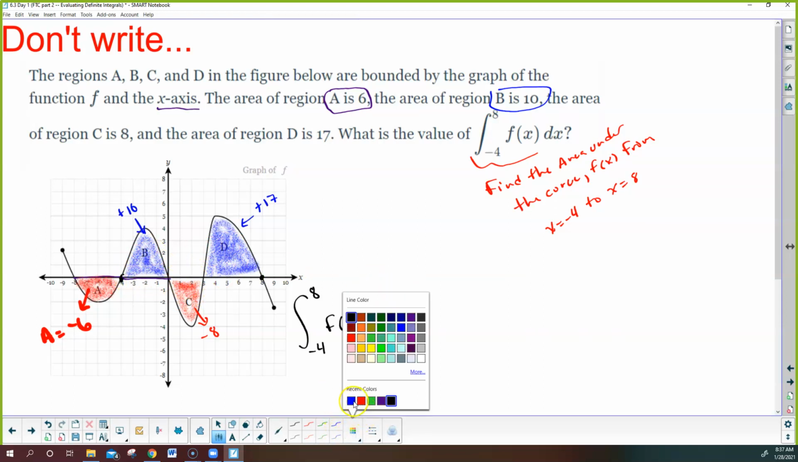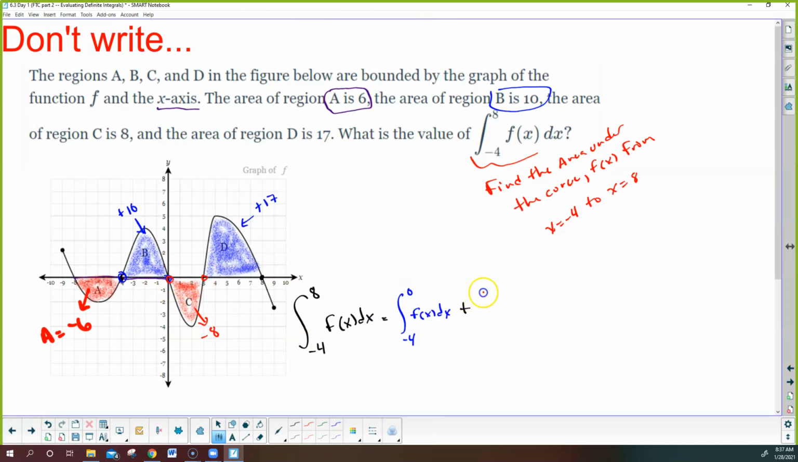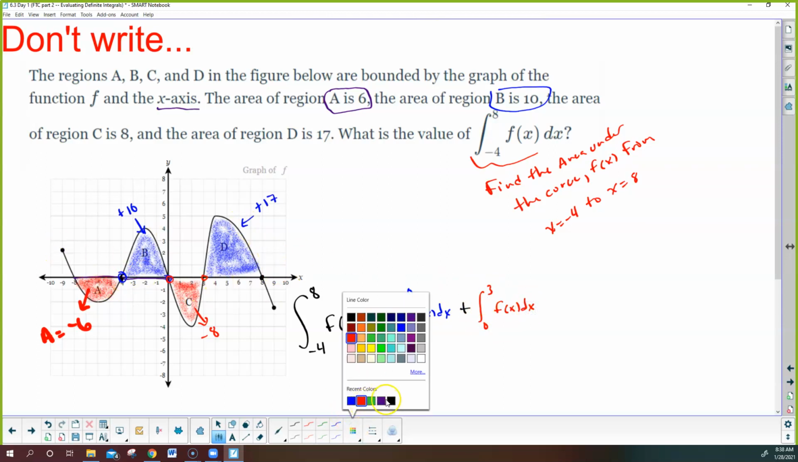So what I'm going to actually do is set this up, and one of the properties of integrals is you can go from the first integral, which was above the x-axis, from negative 4 to 0 of f of x dx, plus, then the next interval would be from 0 to 3 of the same function, f of x dx, because that's what this curve is, plus the last value that went from 3 to 8.